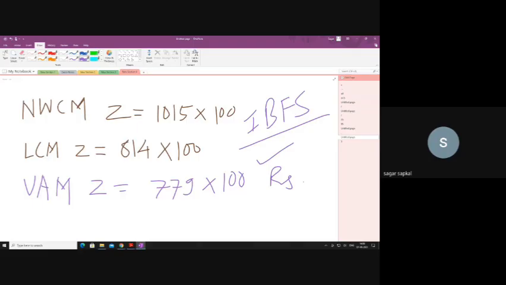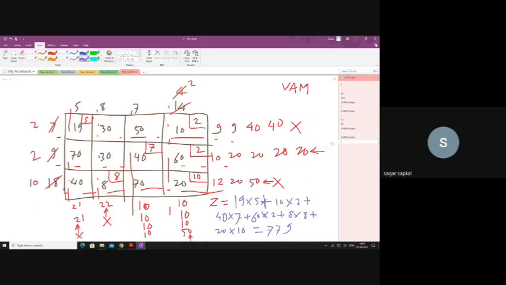Okay. Now coming to the next step. Now we have got the initial solution where the Z value is 779 into 100, 1000, whatever units are given. Now we have to check whether this solution is optimal or not. If it is optimal, then it is okay. If not, then we have to improve it. So we have to go for the next thing.